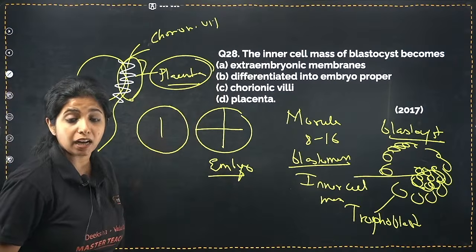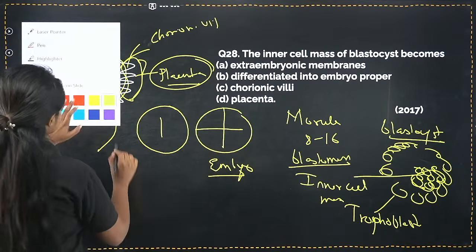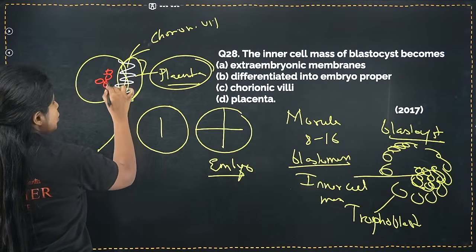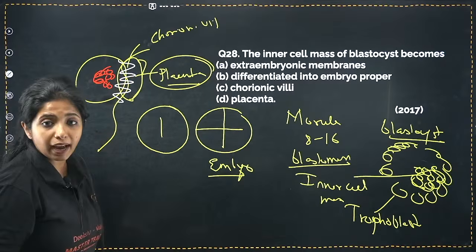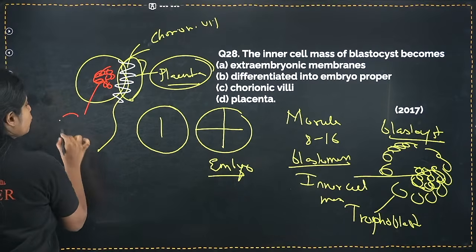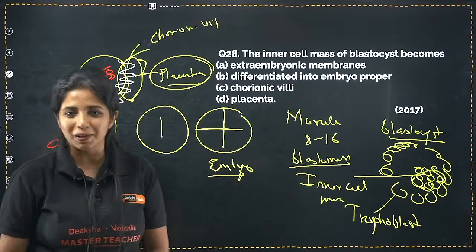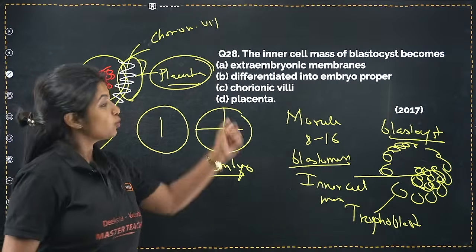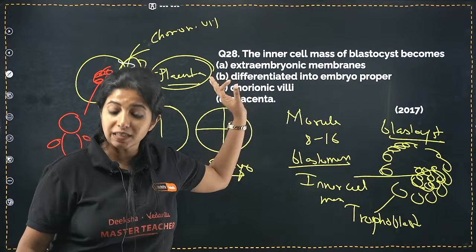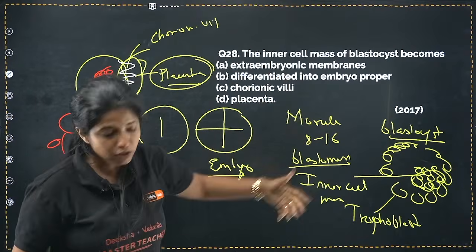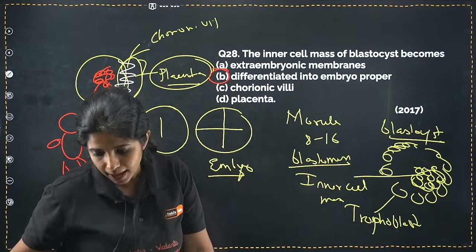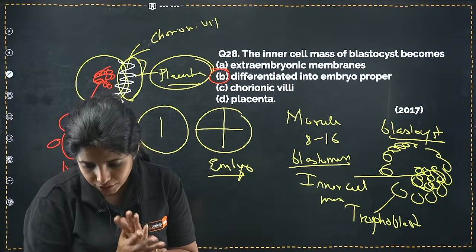Now what is left behind? Your inner cell mass is left behind. The inner cell mass is the one that is going to further develop and form the fetus and everything else. Differentiated into embryo proper means it is the actual one that forms the embryo later on. So your answer for this question is going to be B. Got it? Clear?